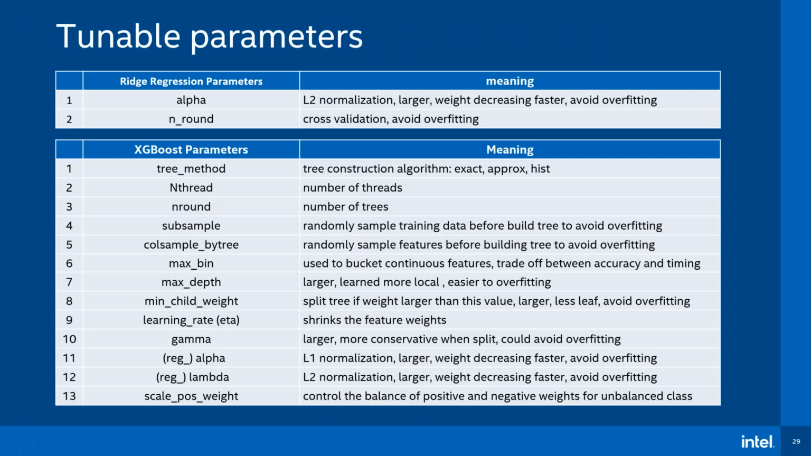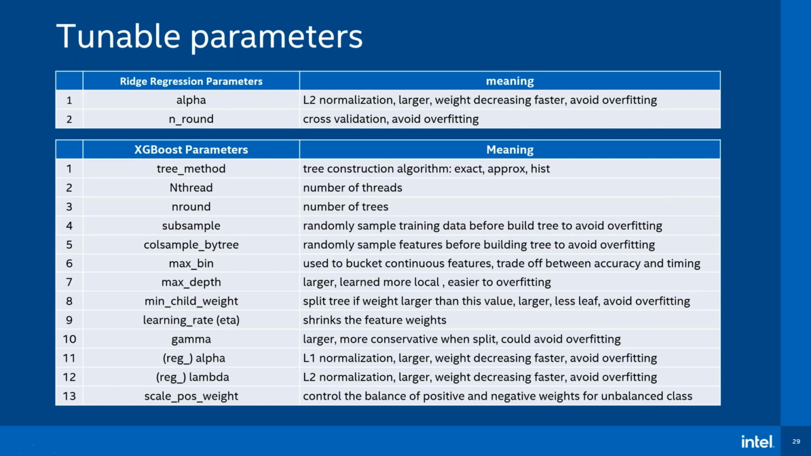Here is the list of hyperparameters that are exposed by the two algorithms. These parameters are used to optimize the accuracy and timing metrics for the workloads that I had previously mentioned. For the ridge regression algorithm, which is the census workload, alpha is the normalization parameter, and n-rounds is the number of times train test split is performed in order to randomize the training and test set to avoid overfitting.